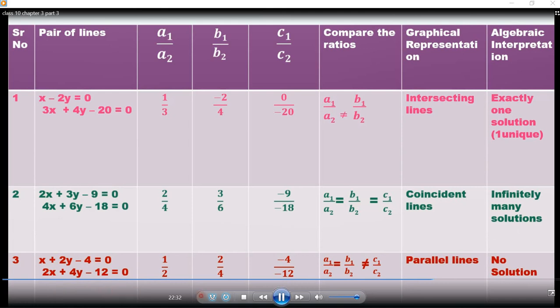And the third condition, see here you have half as the ratio, here also the ratio will become half when you simplify it, but here it is 1 upon 3. So c1 upon c2 is not equal to a1 upon a2 and b1 upon b2, but a1 upon a2 and b1 upon b2 are equal. These two are equal. This condition is applicable when the lines are parallel lines.